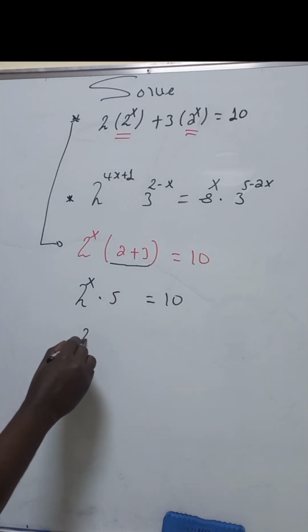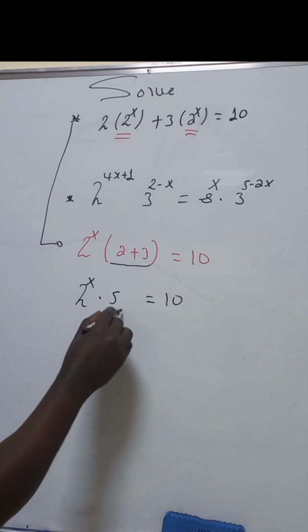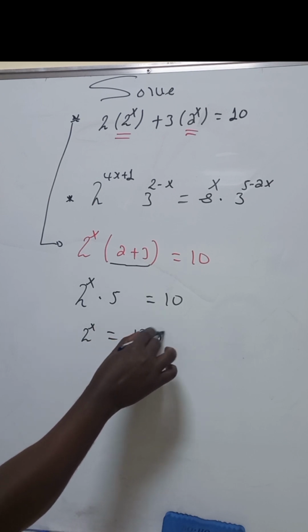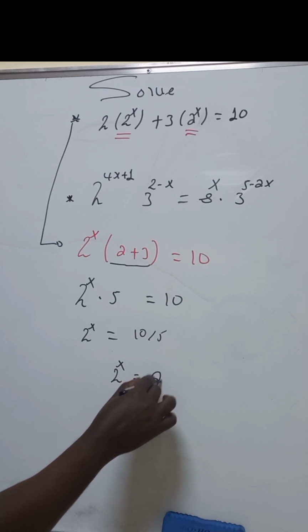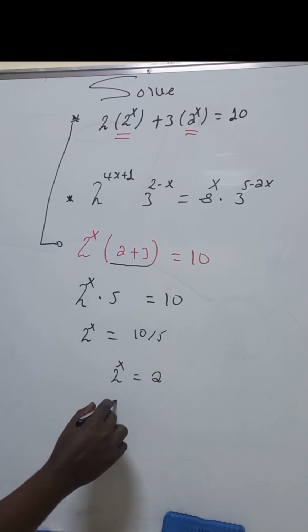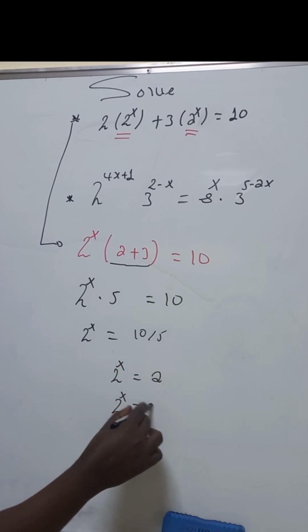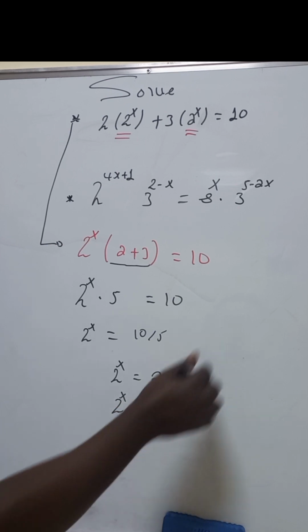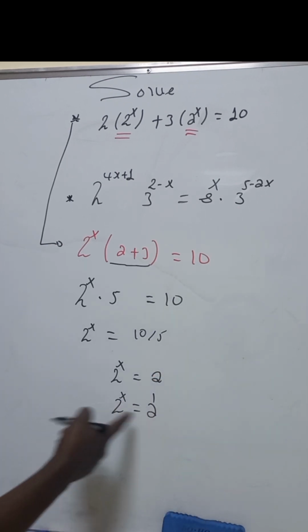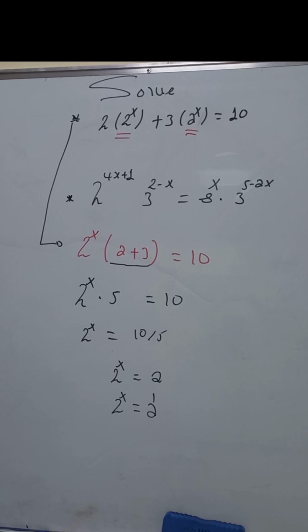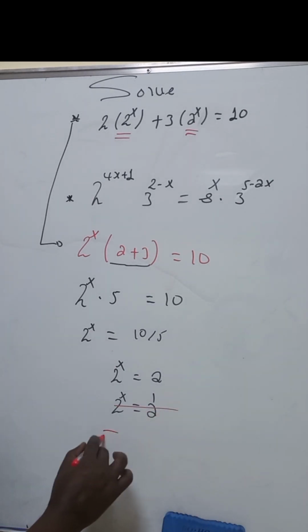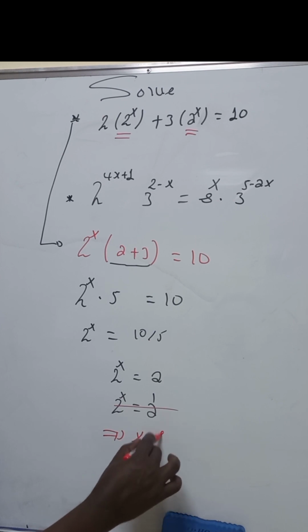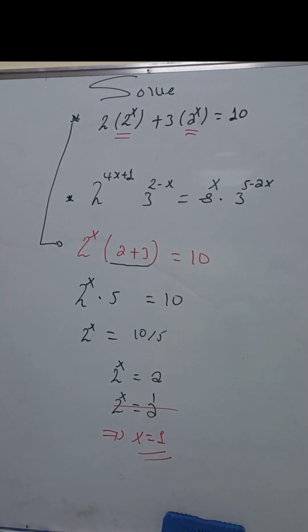And therefore, 2 raised x is given by 10 over 5, which is 2. And you know that 2 is 2 raised 1. So if two exponential expressions have the same base, you can immediately equalize their exponents. That means they have the same base, so this implies the value of x is 1. So this is how we solve the first equation.